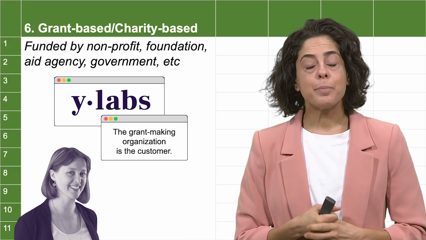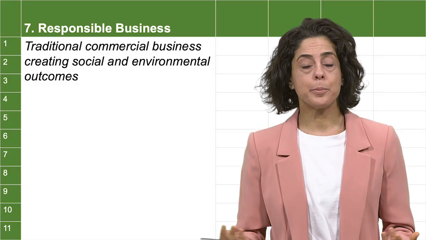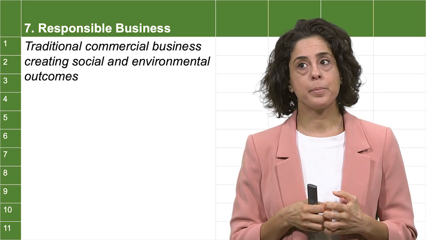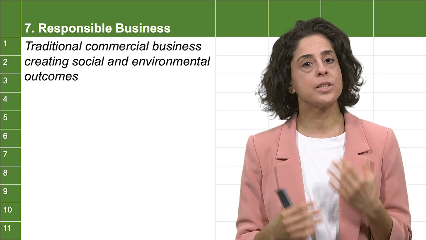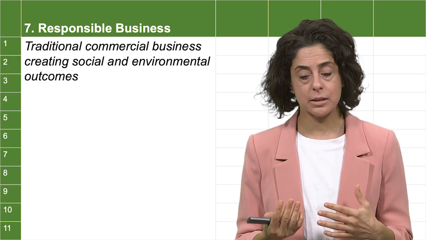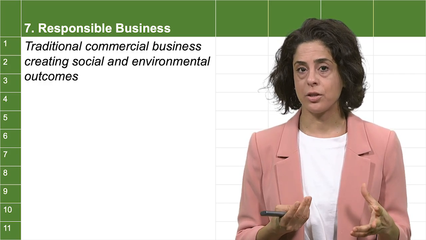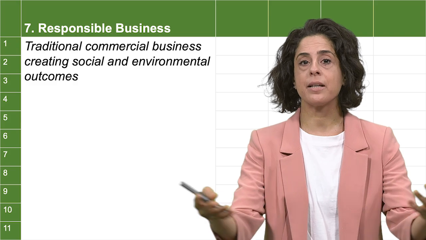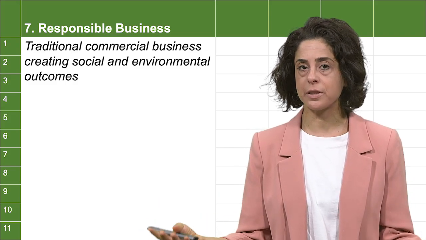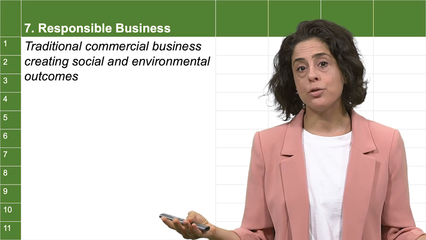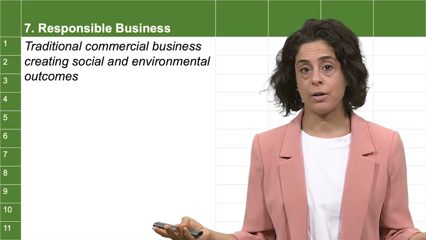And then at the end of the spectrum is responsible business, which I wanted to include in the social entrepreneurship spectrum because here we're talking about more traditional commercial businesses that are not necessarily serving marginalized populations. They're just participating in the market, but they're trying to do things differently, and they're finding a place along their supply chain to create social and environmental outcomes.